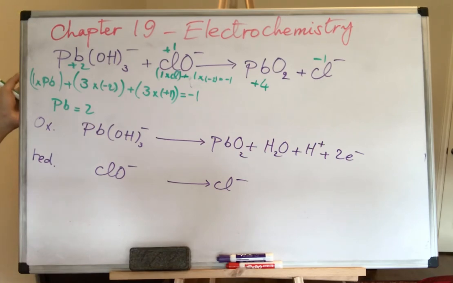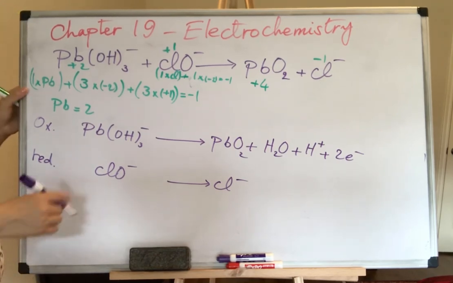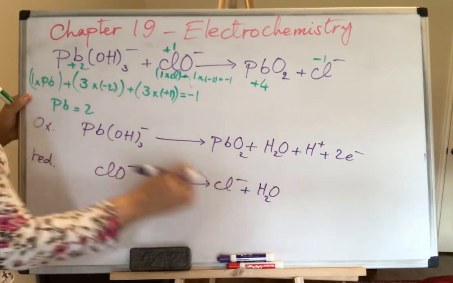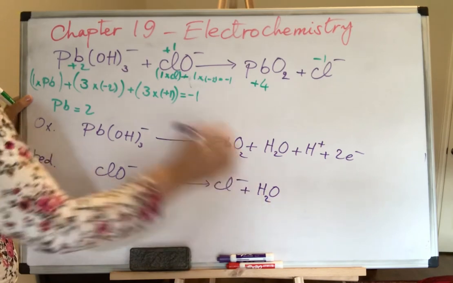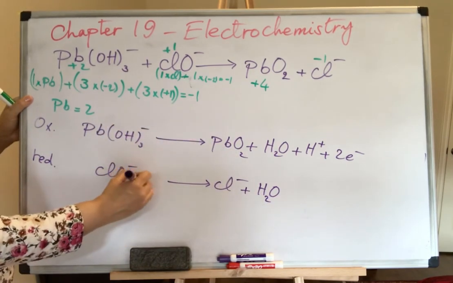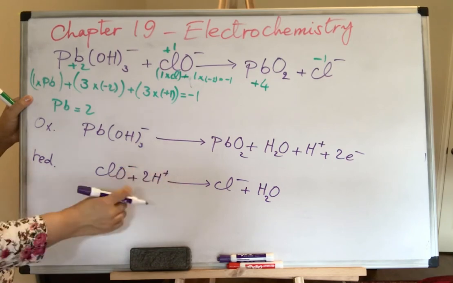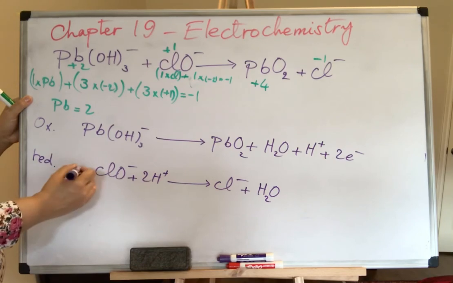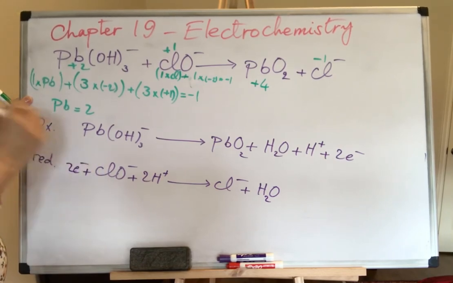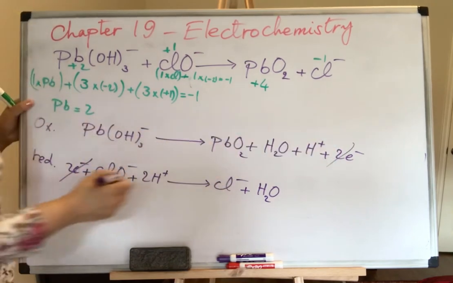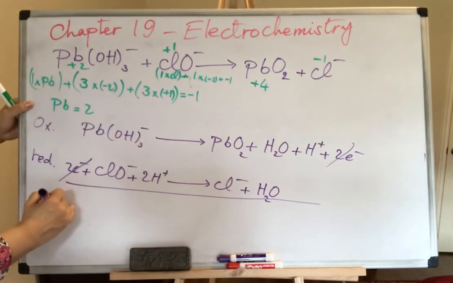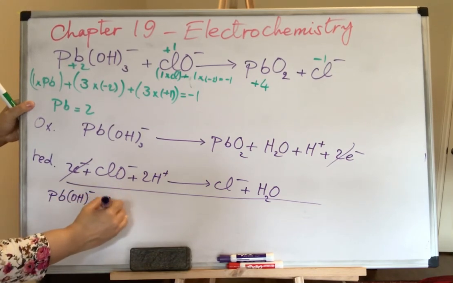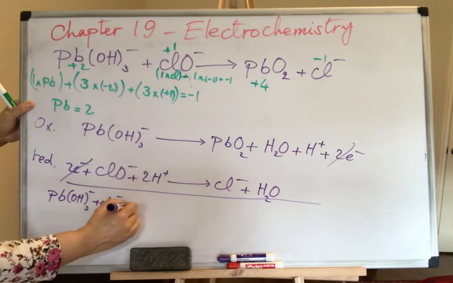For the reduction half reaction, you will have to add 1 water to balance the oxygen because the chlorine atoms are balanced. You have 2 hydrogens here, so you need to add 2 hydrogens to this side, and you have +2 -1, +1, and here -1, so you need 2 electrons here. Luckily the electrons are the same, so go ahead and add them to each other. Pb(OH)3 negative plus ClO negative plus 2H.